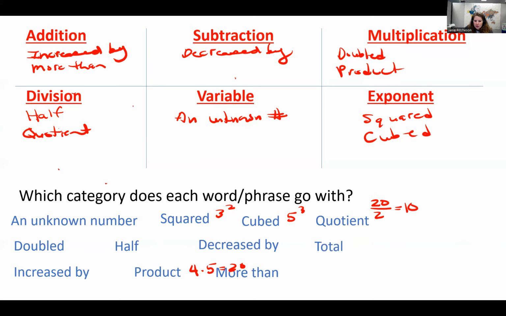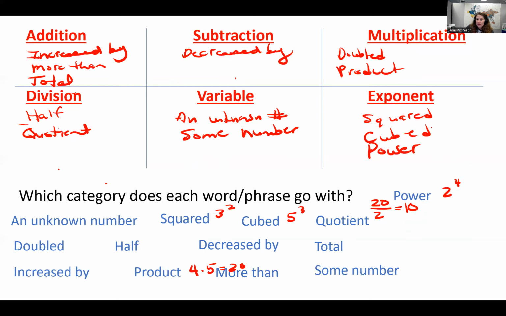What else? Total. The total of 5 and 3 is 8. We are adding. Some number plus 5. Some number is, we're going to use a variable to represent an unknown number. Power. If I say 2 raised to the power of 4, that means I need an exponent. Sum, the sum of 2 numbers is addition. You are going to add those 2 numbers, and difference means subtraction. Okay, I think we got them all.